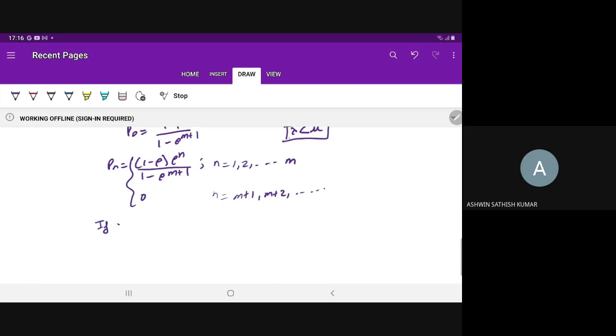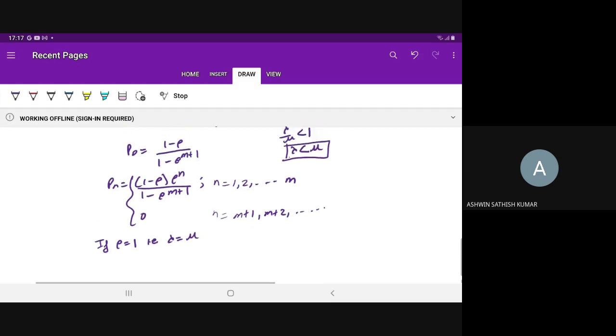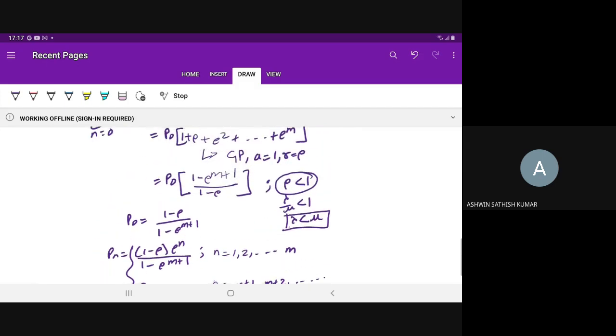If rho is equal to 1, that is lambda is equal to mu, then what will be the pn? When we put rho is equal to 1 in the above equation, we will get 0 upon 0 form, so that we cannot solve.